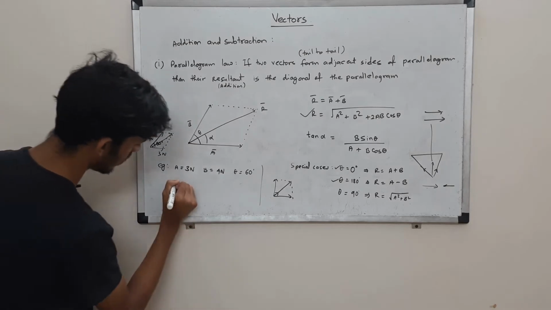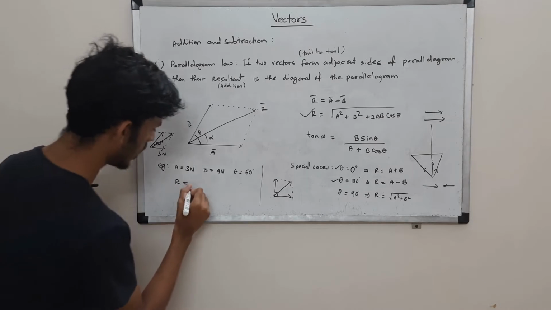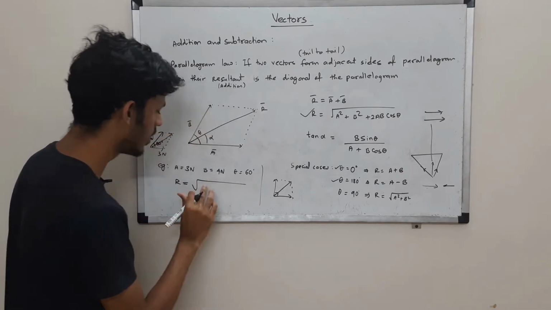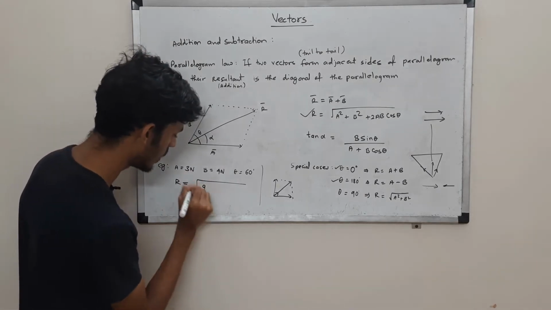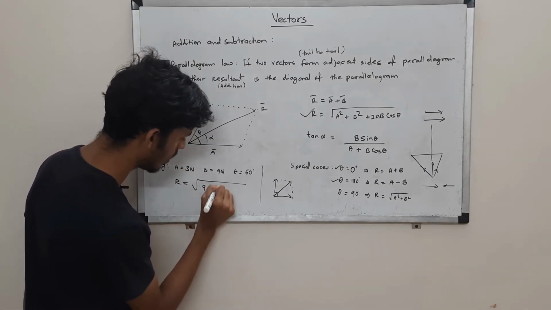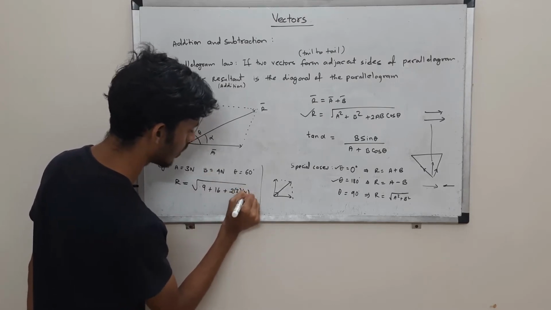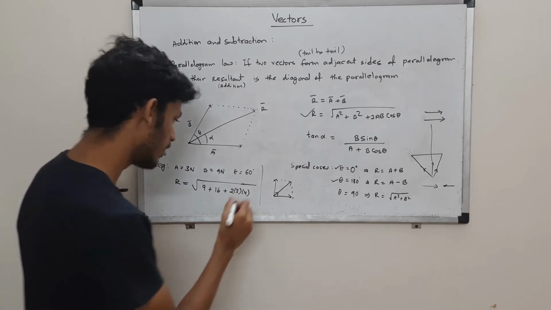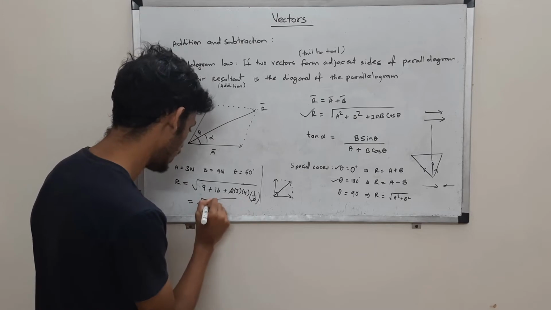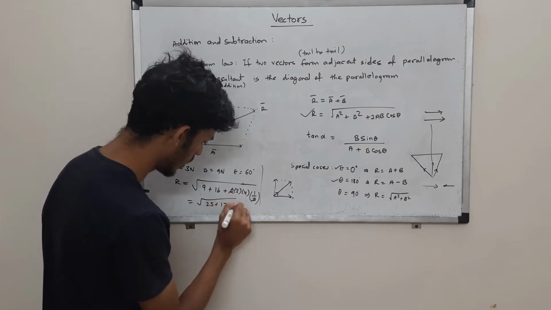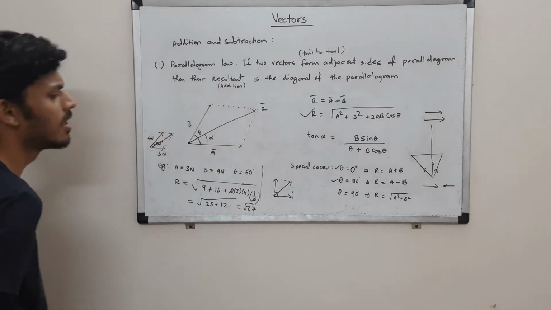So first find the magnitude. In this question we are just supposed to find the magnitude of the resultant. So a square, which is 3 square, 9, plus b square, 16, plus 2ab, 2 into 3 into 4 and cos of 60. Sine of 30 is half, cos of 60 is half. So this half and the 2 will cancel. Here we'll have 9 plus 16, 25, plus 3 fours are 12, that is square root of 37. So this is how you find it.